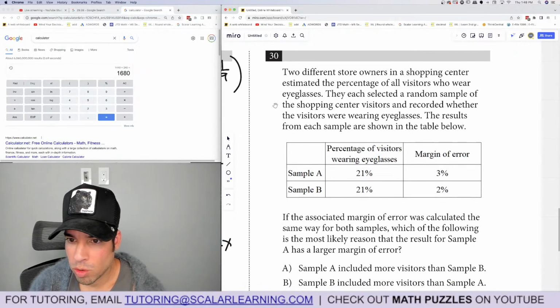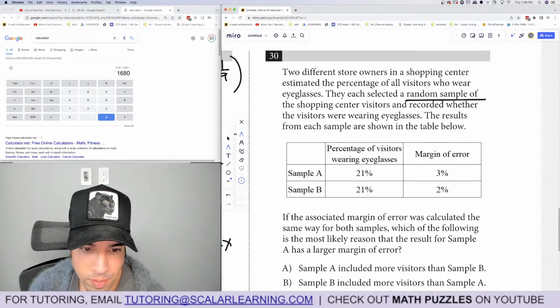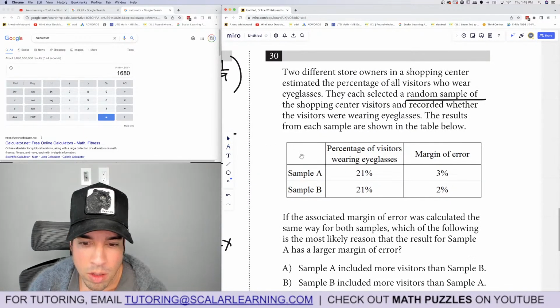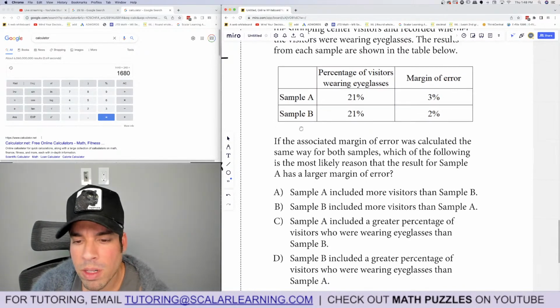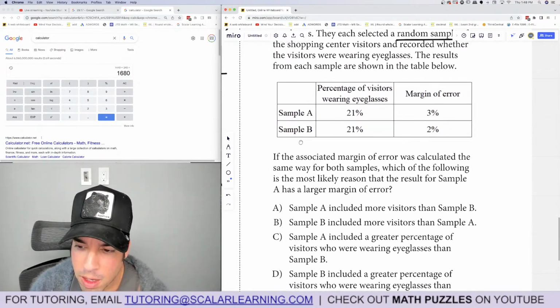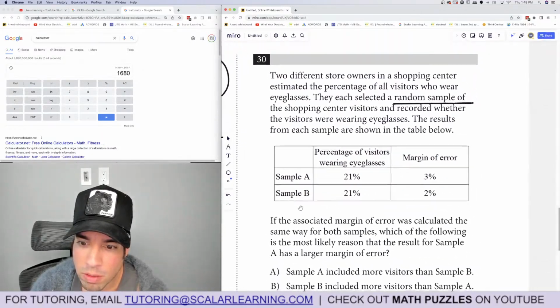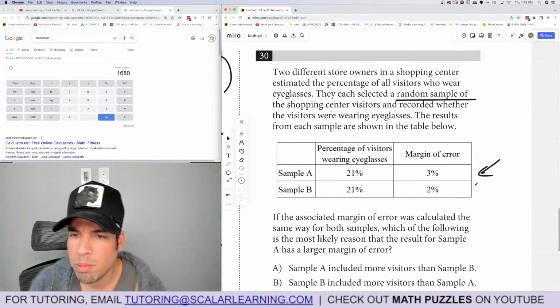30. Two different store owners in a shopping center are estimating the percentage of all visitors who wear eyeglasses. They each selected a random sample of the shopping center visitors and recorded whether the visitors were wearing glasses. The results are shown. If the associated margin of error was calculated the same way for both samples, which of the following is the most likely reason that the result for sample A has a larger margin of error? Okay, I don't remember this question.